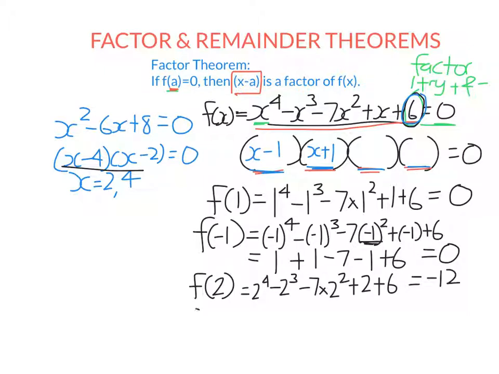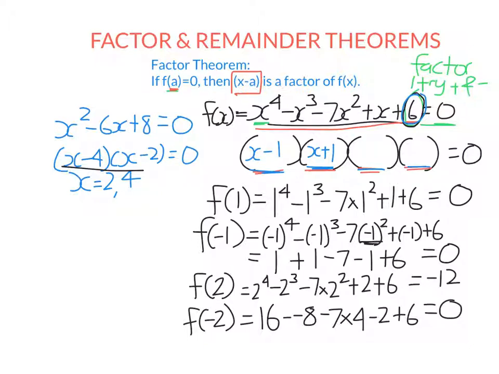So let's try f of minus 2. So here I would get minus 2 to the power of 4 is positive 16, so negative 2 to the power of 3 is minus 8. Then I get minus 7 times, so negative 2 squared is positive 4, minus 2 plus 6. Put that on your calculator, you get 0. So that means that x plus 2 is a factor. X minus 2 is not a factor, but x plus 2 is a factor.